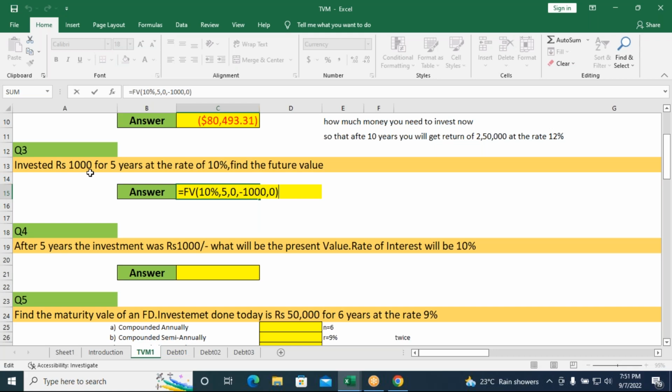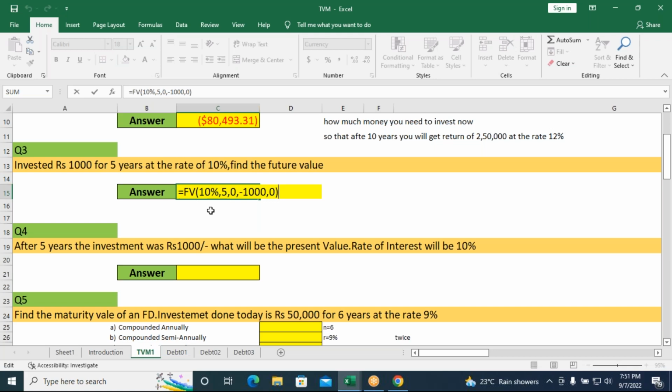Whenever I'm receiving the money, it should be addition. Whenever the money is going from me, it will be subtraction, that is minus 1,000. And I'm looking at the end of the period, because I'm going to get the money at the end. So I'm looking for future value, so I should select 0. So you have done the same function. Yes, ma'am, I got the answer now.